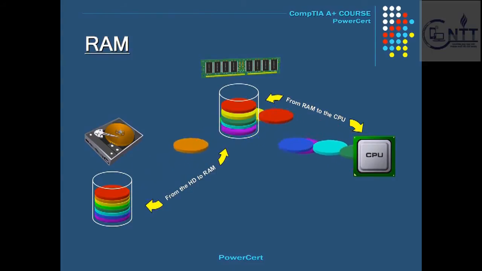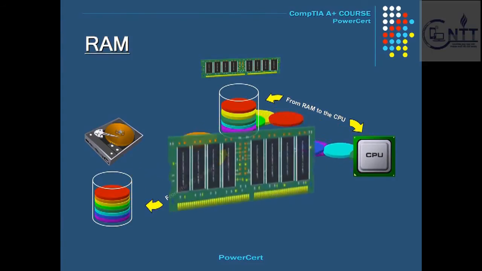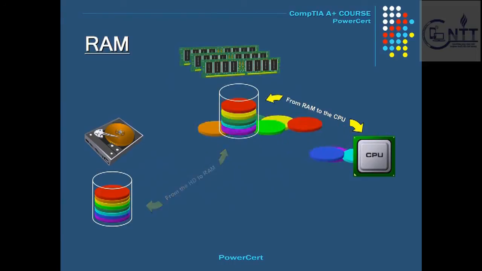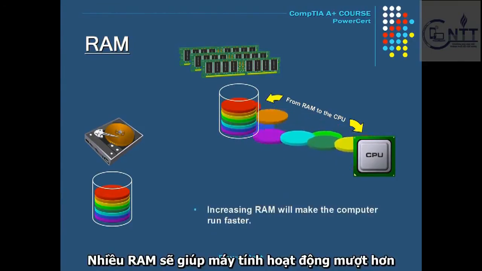So to solve this problem, all you need to do is increase the amount of RAM on the computer. And by increasing the memory, all the data can be loaded into RAM without the need of constantly accessing the hard drive. And the result is a faster performing computer.